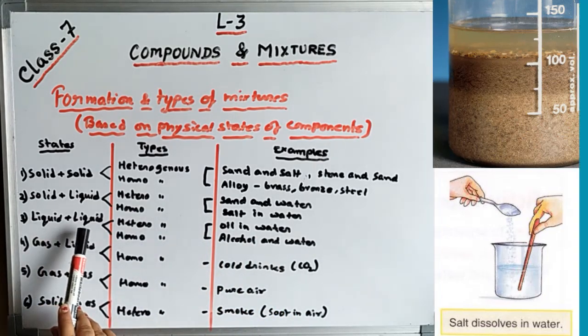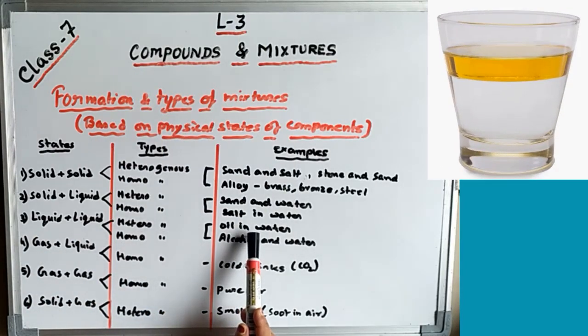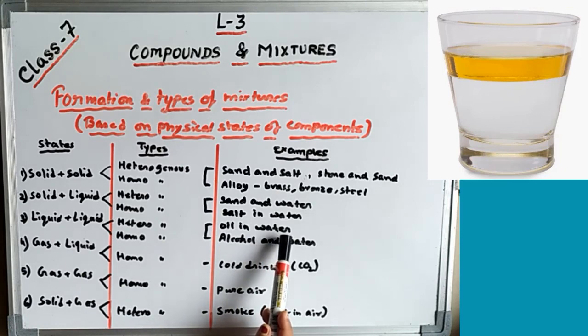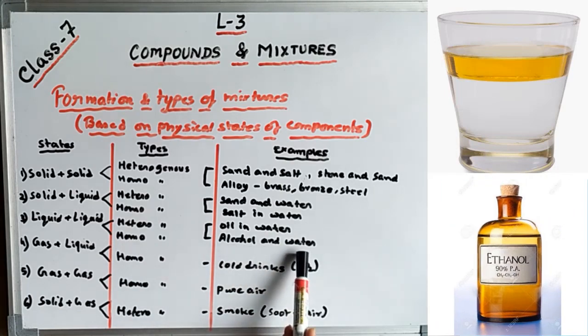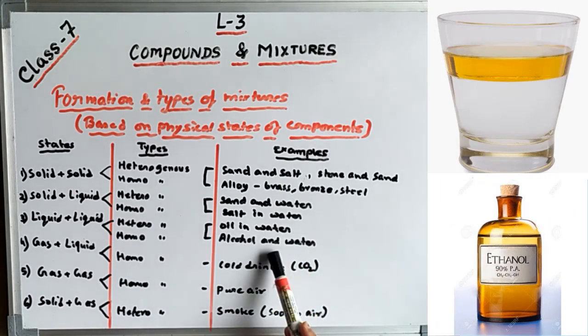Now coming to liquid-liquid mixture. For heterogeneous, you can take oil in water, petrol in water, diesel in water. Next is the homogeneous mixture, in which alcohol and water, acetone and water come, which are uniformly distributed throughout the volume.